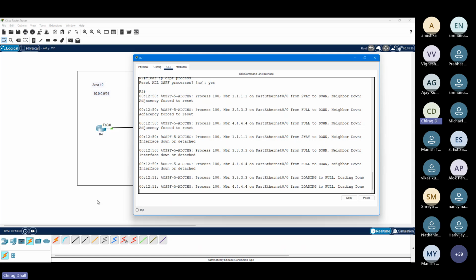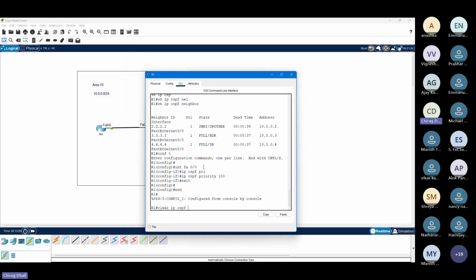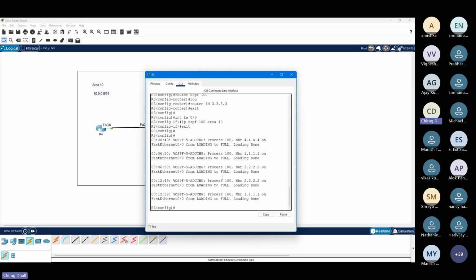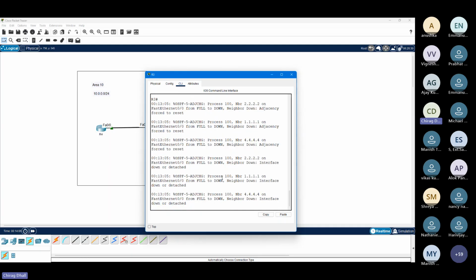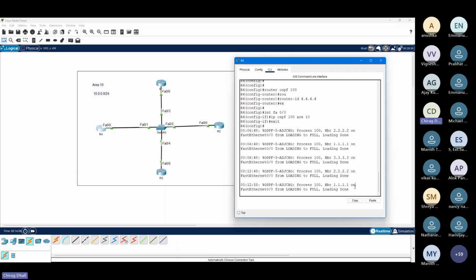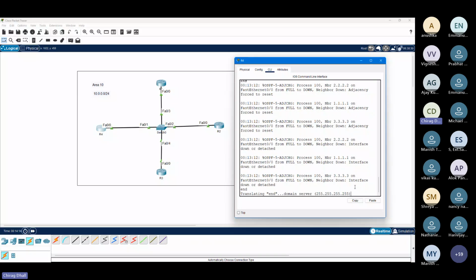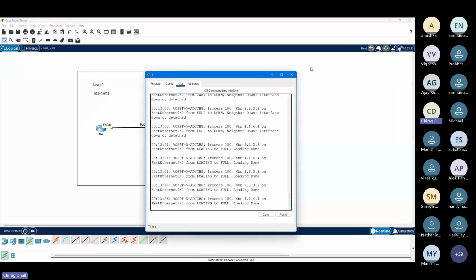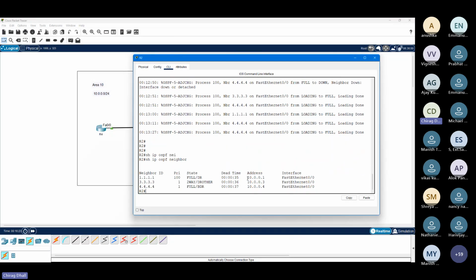When I say clear IP OSPF process, all of my neighborships will go down and will be established again. So what I am doing is basically just refreshing my OSPF neighborships. Clear IP OSPF process, yes. And finally on router number 4 also I will say clear IP OSPF process, yes. Then again I will go to router number 2 to check my neighbor table, show IP OSPF neighbor, and you can see the changes getting implemented.